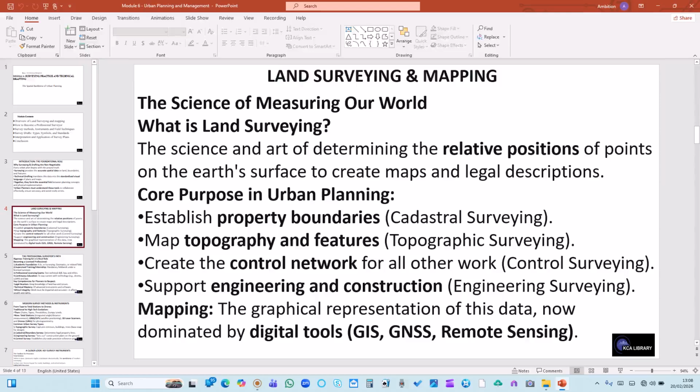1. To establish property boundaries, that is cadastral surveying. 2. To map topography and features, which is topographic surveying. Number 3 is to create the control network for all other works, which is control surveying. And finally, to support engineering and construction, which entails engineering surveying. Mapping, on the other hand, may be defined as the graphical representation of this data, now determined by digital tools such as GIS, GNSS, and remote sensing.